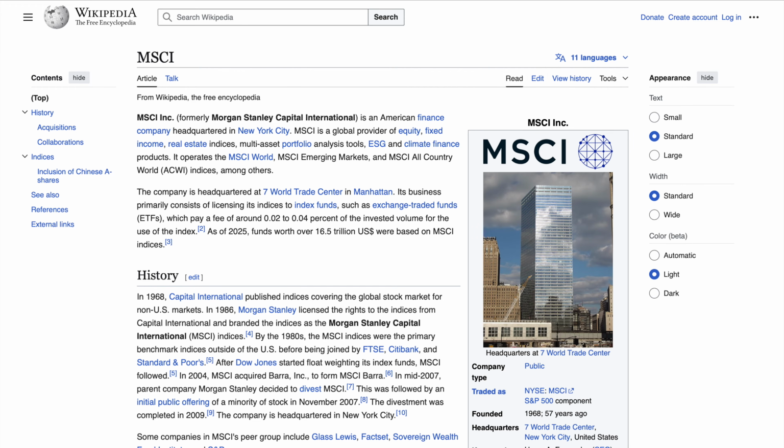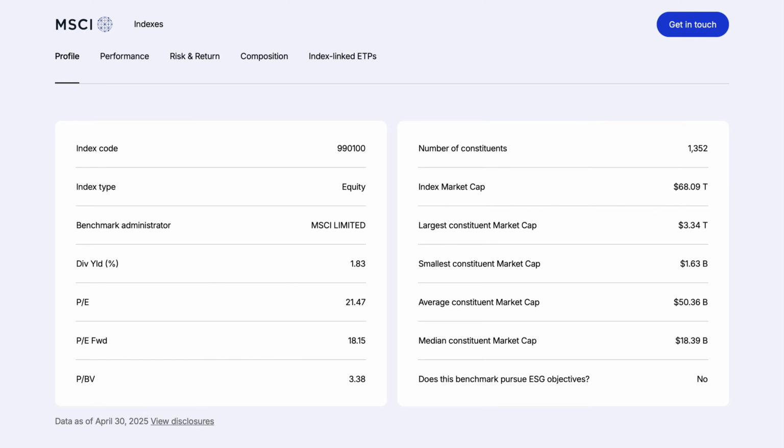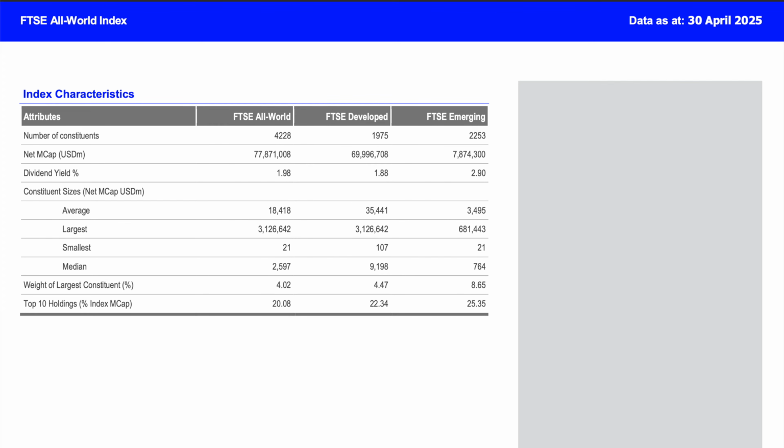Seeing as these two indexes come from different sources, MSCI being Morgan Stanley Capital International and FTSE being Financial Times Stock Exchange, you'd expect some differences. The differences are actually quite staggering. The first difference is in the number of companies that they track. At the time of recording, the MSCI World Index tracks 1,352 companies, whereas the FTSE All World Index tracks 4,227 companies. This means the FTSE All World Index tracks over 2.5 times more businesses than the MSCI World Index.